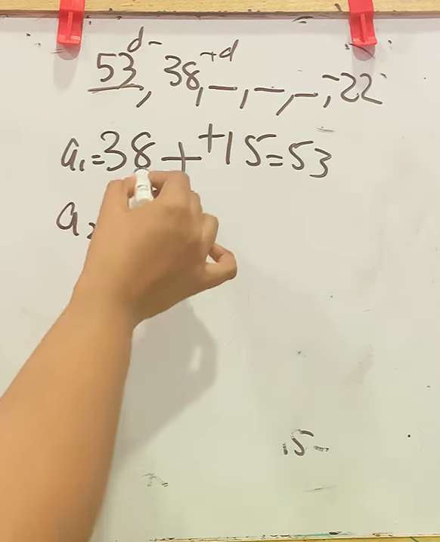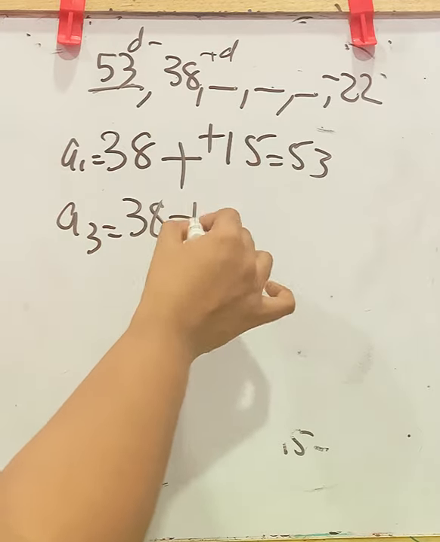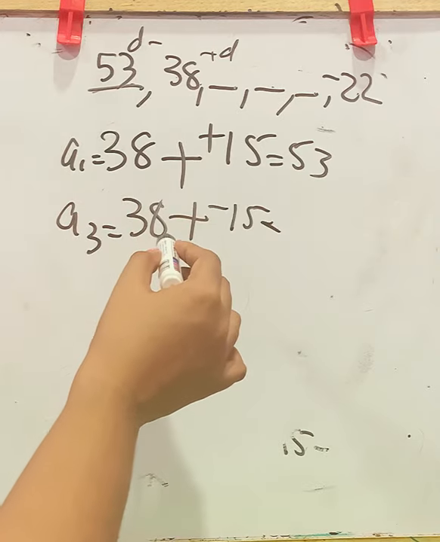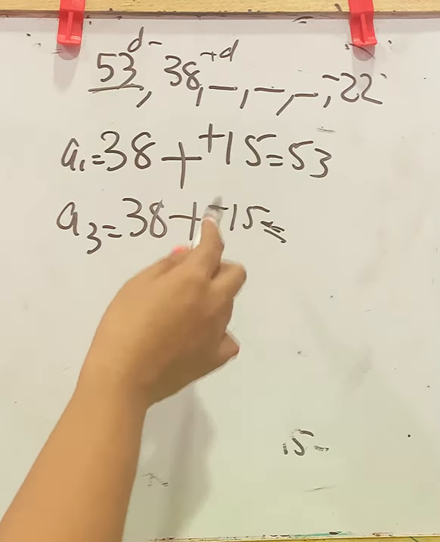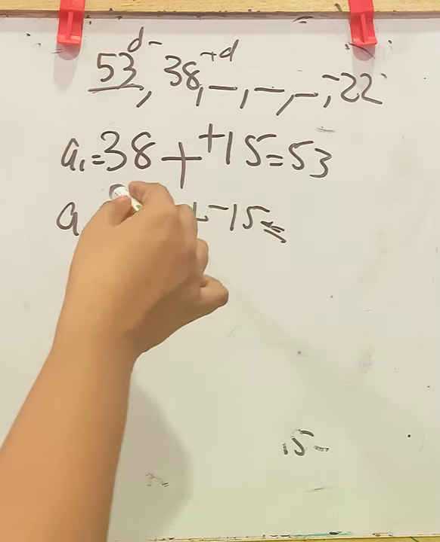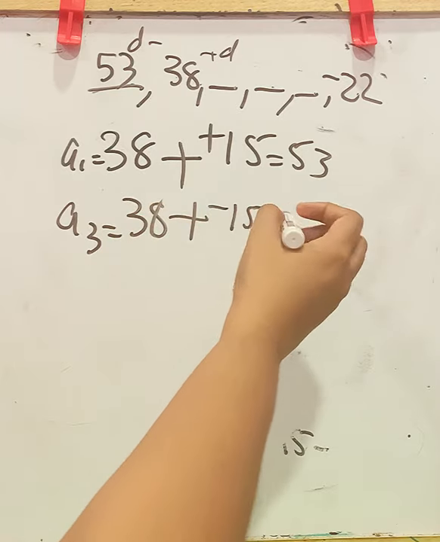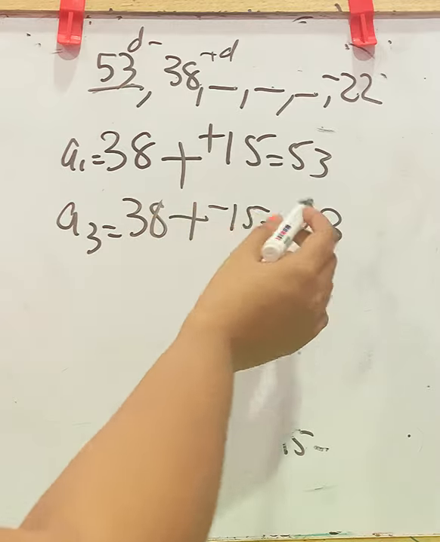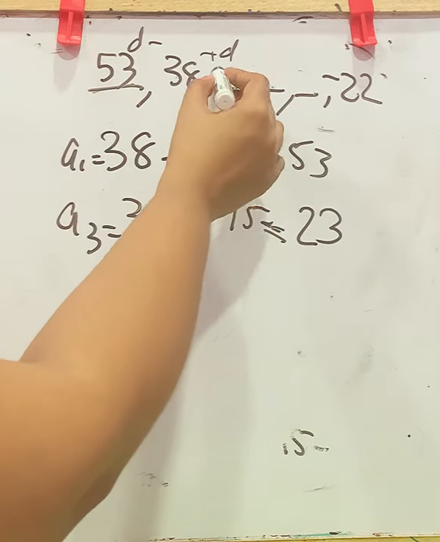A3 equals A2 plus D. D is here negative 15. 38 plus negative 15. Both have different signs. So you have to subtract the smaller number from the bigger number and put the sign of the bigger number. The bigger number's sign is positive. So positive 23. This is 23.